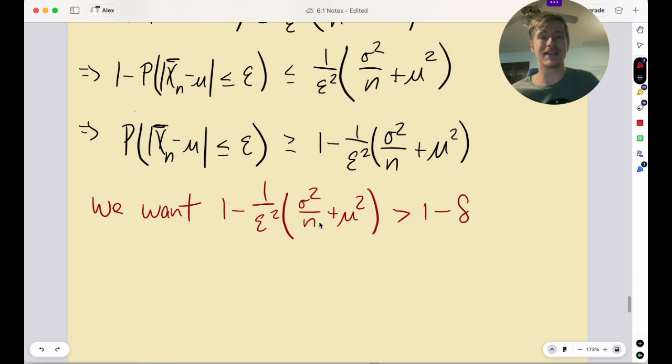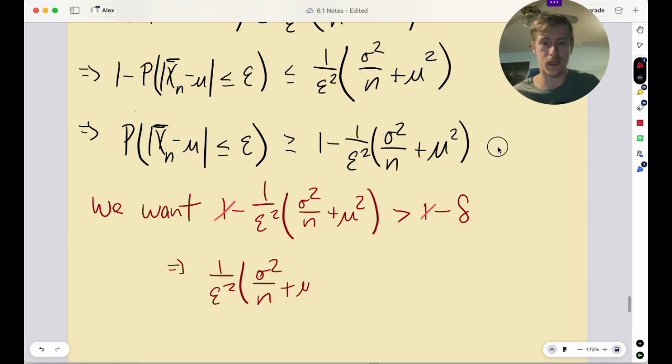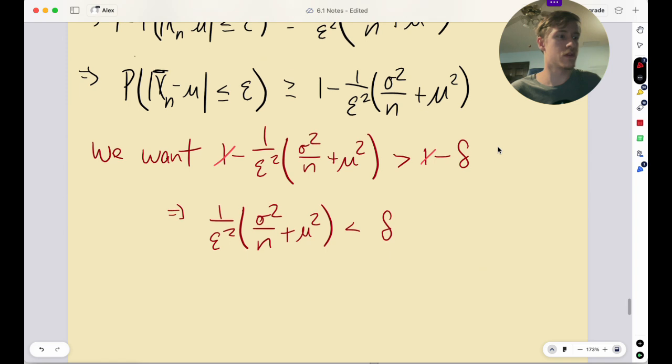So since I want that to happen, let's see if we can solve for n. Well, the first thing I'm going to do is subtract 1 from both sides, and then since I have two negatives, I can multiply by the -1. I just have to make sure I flip the inequality symbol. Okay, so really I'm trying to show this. So then what do we do?